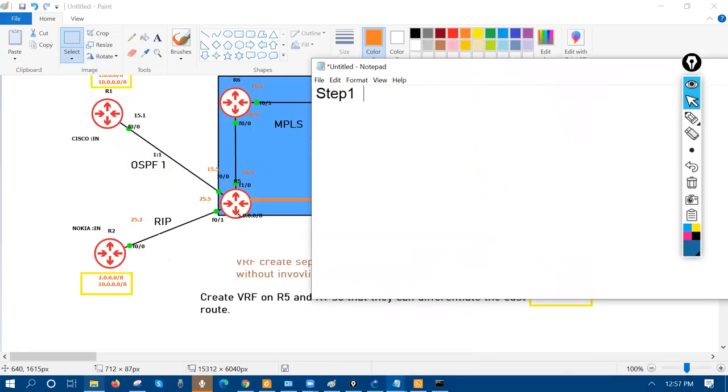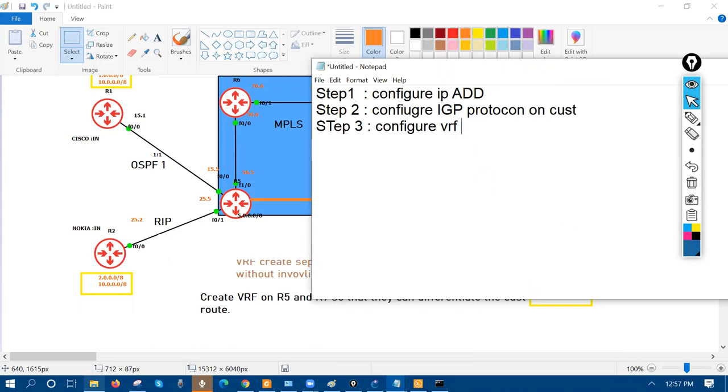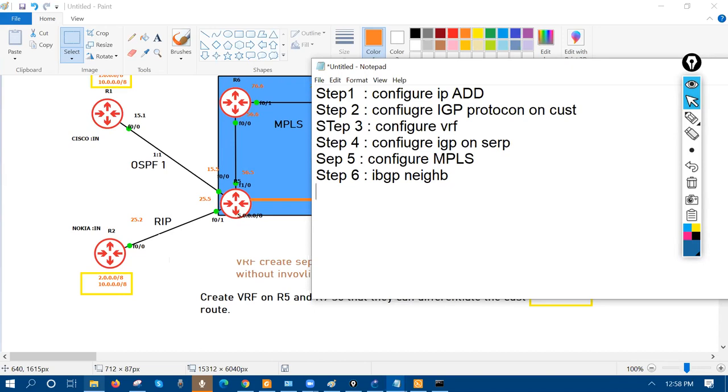Step number one, configure IP addresses. This thing is clear. Step number two, configure the IGP protocol on the customer end. This is clear. Step number three, configure VRF. Clear. Step number four, configure IGP on the service provider. This is clear. Step number five, configure MPLS. Step number six, IBGP neighborship. This is clear. Step number seven, redistribution is clear. Till this point, if you have any doubts, tell me.